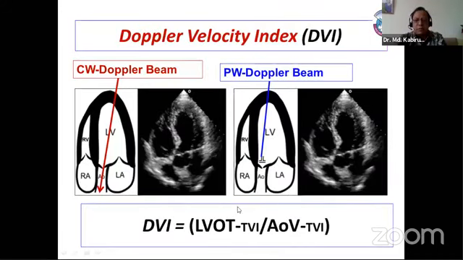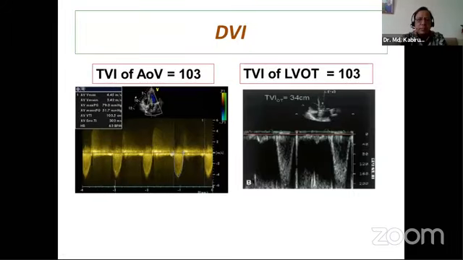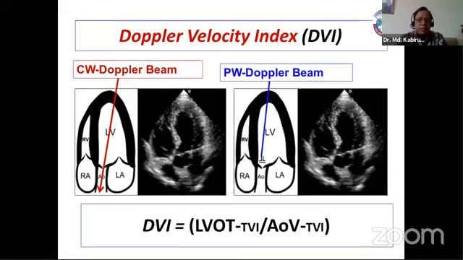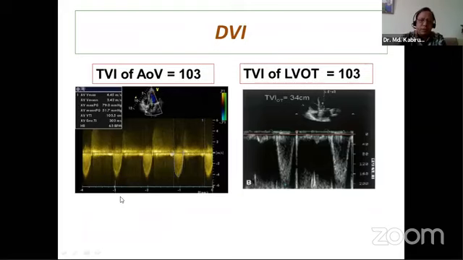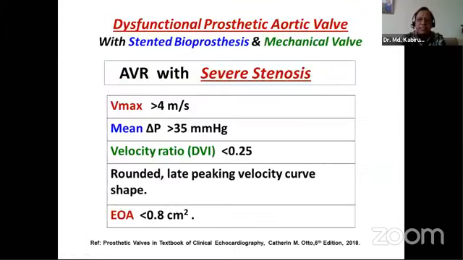So how to measure the DVI, I have shown it. I think you know it. Just to explain the DVI calculation for the learner: you have to take a continuous wave Doppler across the aortic valve, and take a pulse wave Doppler of the LVOT and find out the VTI, then just ratio it. That is the DVI. And this is the continuous wave Doppler across the valve. The aortic valve VTI is 103 and the LVOT VTI is 103. Just ratio it, that will yield the DVI, the Doppler Velocity Index.